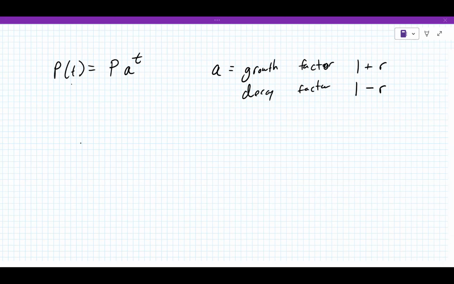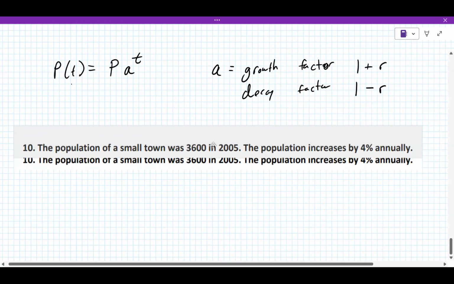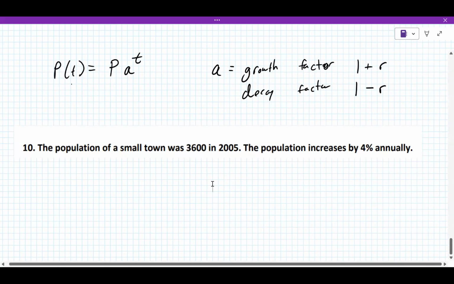Good. And so what I'm looking for now are some questions where we can actually look at some situations to decide what's going on. Here we go. All right, so here's a question for you to think about. The population of a small town was 3,600 people in 2005. The population increases by 4% annually.